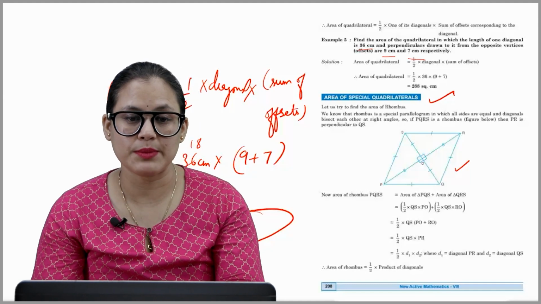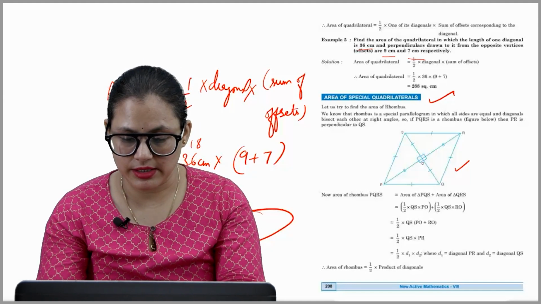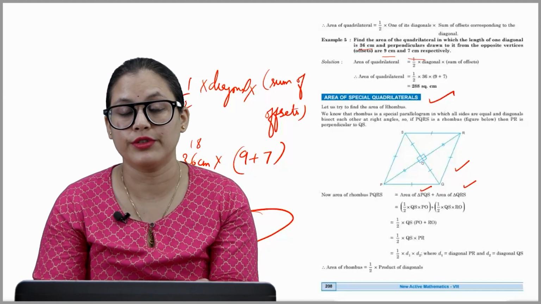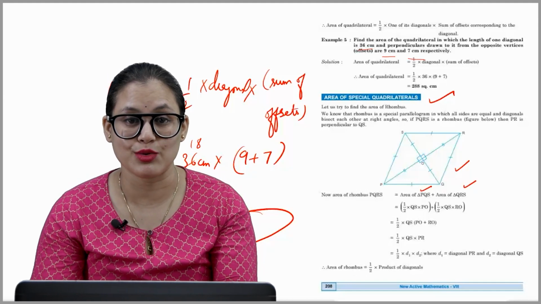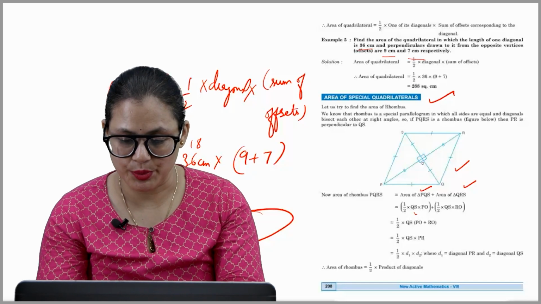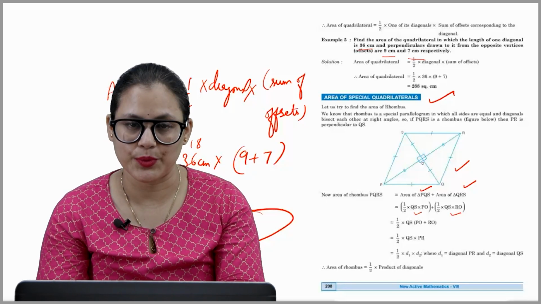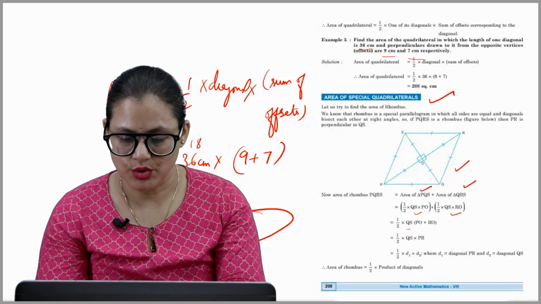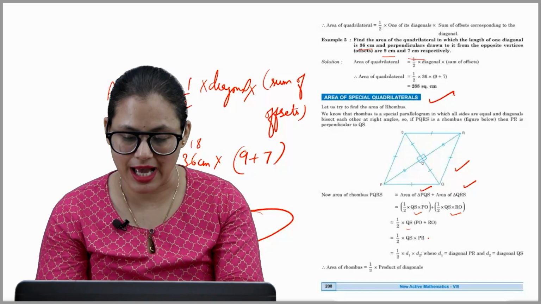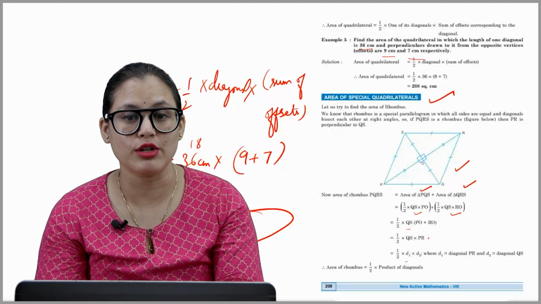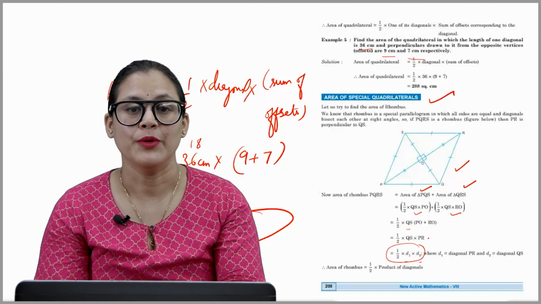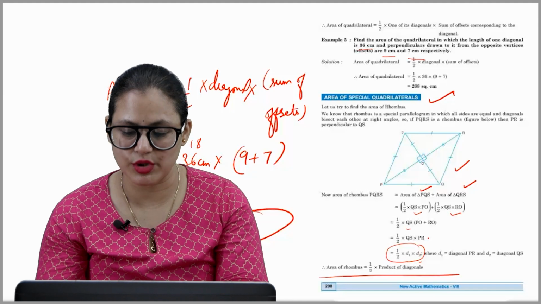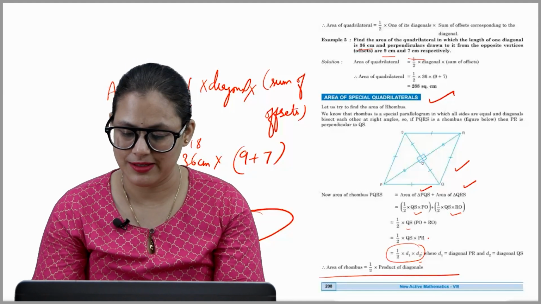Now area of rhombus PQRS is area of triangle PQS plus area of triangle QRS. And you know the formula of area of triangle is half into base into height. So half into QS into PO plus half into QS into RO. Half into QS in bracket PO plus RO, then half into QS into PR. That is half into diagonal 1 into diagonal 2. Okay, this is the formula of area of a rhombus. So area of rhombus is half into product of diagonals, right?